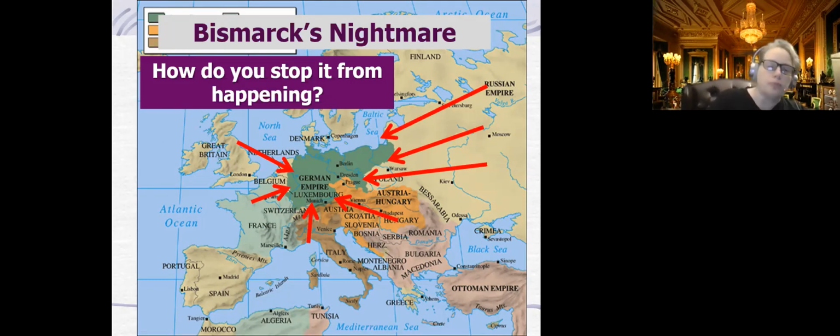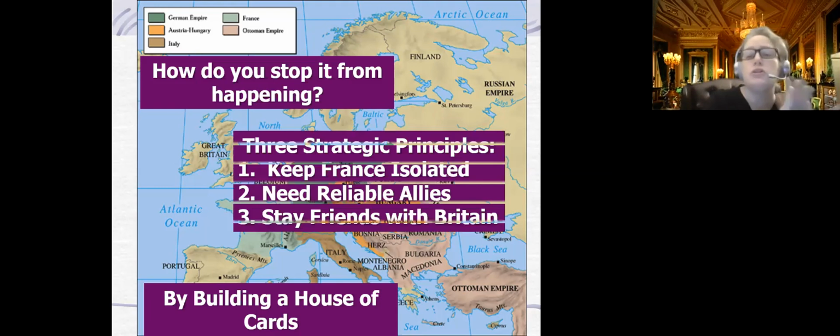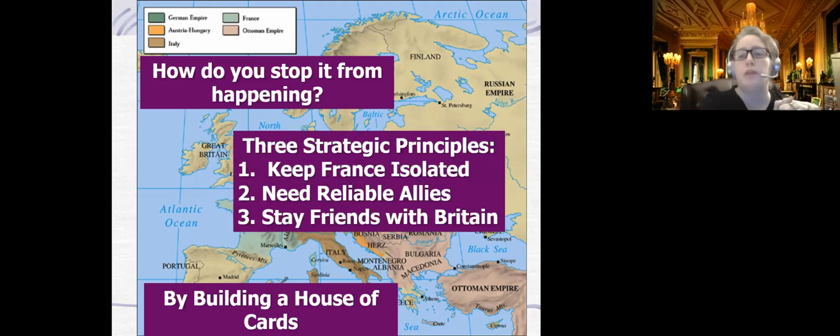Now, there are 3 strategic principles. I'm assuming now that you're back from having printed, or that it's printing while we're talking. There are 3 strategic principles that Bismarck is going to follow in the creation of an alliance system to try and keep his nightmare scenario from happening, from Germany having to fight a 2-front war. First one, keep France isolated. France can have no friends, none, not even frenemies. They cannot have any.